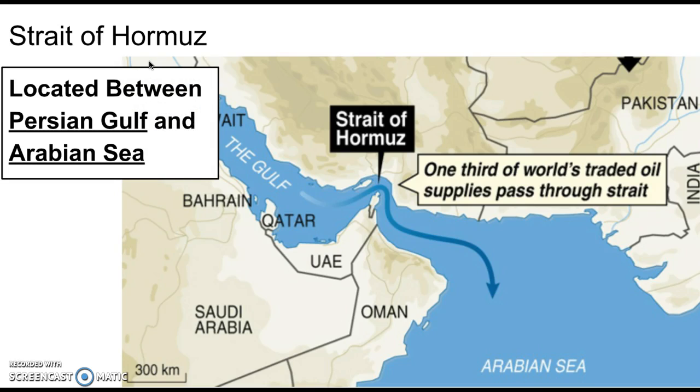Now, the Strait of Hormuz is probably one of the most important bodies of water in this particular region because 1/3 of the world's traded oil supplies passes through the Strait of Hormuz. That's a lot of money, folks. And that is why these countries, the UAE and Qatar and Kuwait up here in this corner, who have access to that, are going to be some of the richest countries in the world.